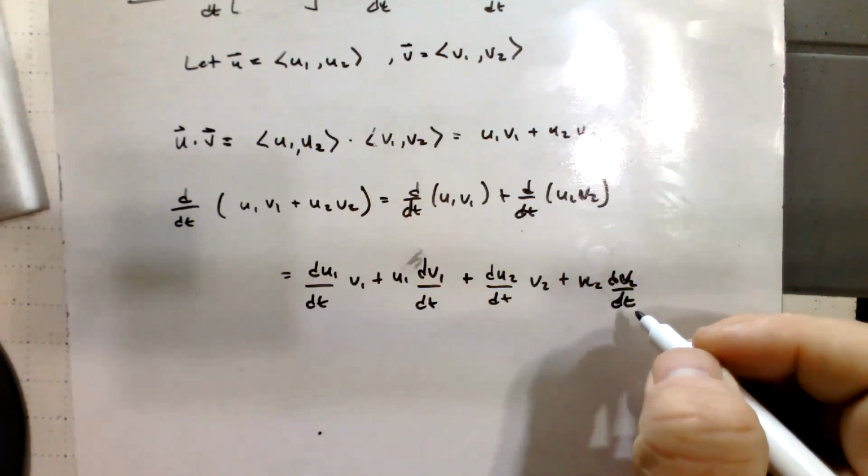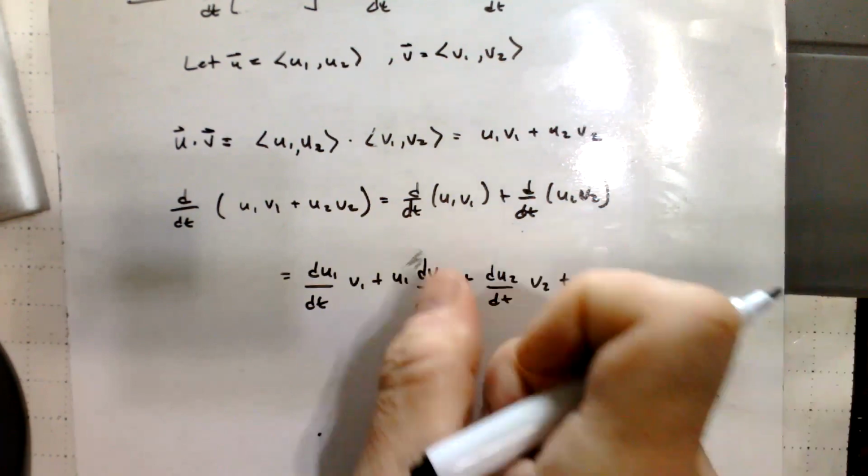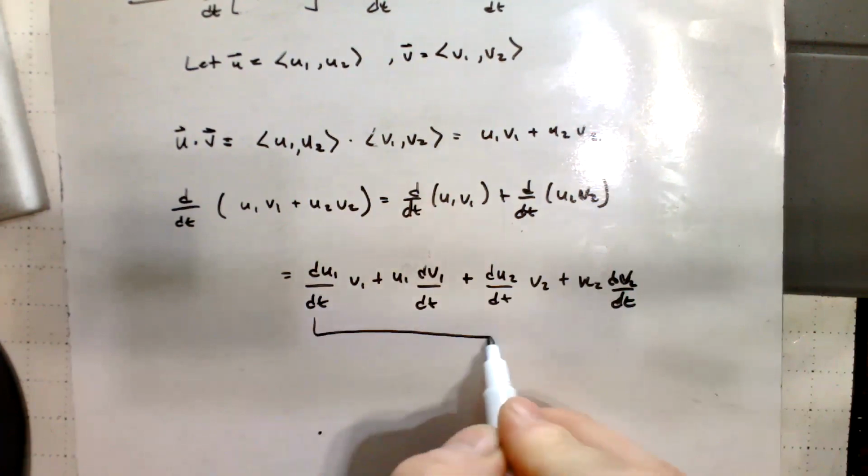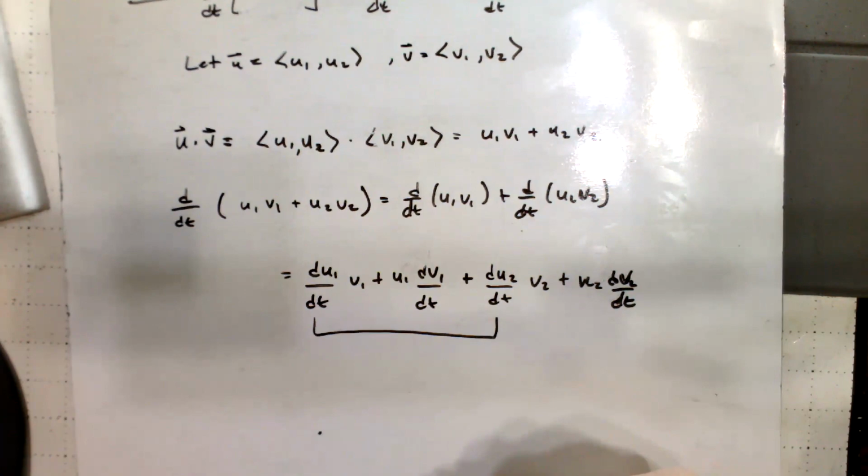Okay, and now we're just going to combine like terms. We'll move all of the u derivatives together and all of the v derivatives together. So it looks like these two terms we will group together.